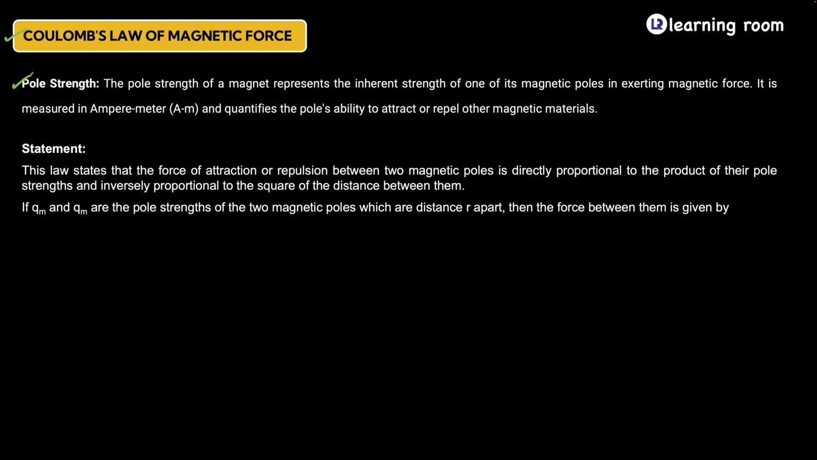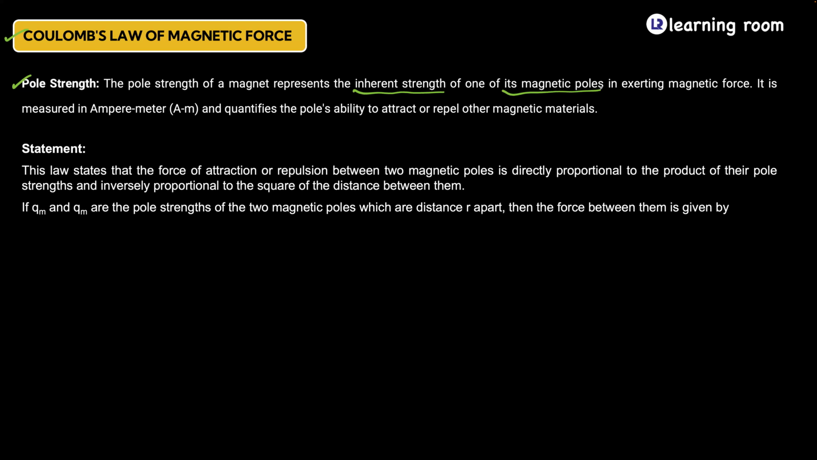So the pole strength of a magnet has some significance. What do you think it is going to show? It is going to speak about the extent of strength a particular pole is going to have, right? So the pole strength of a magnet represents the inherent strength, in the sense its natural strength, of its magnetic poles in exerting a magnetic force.